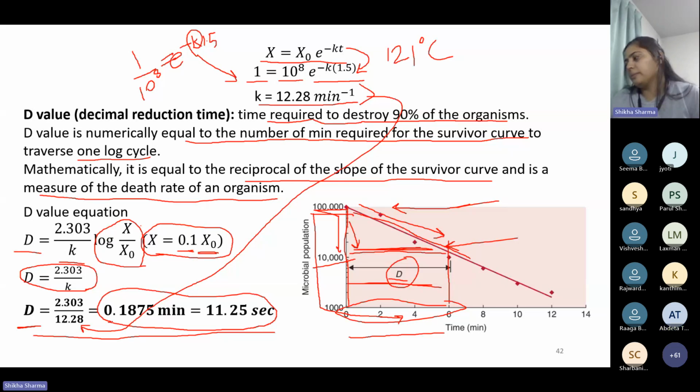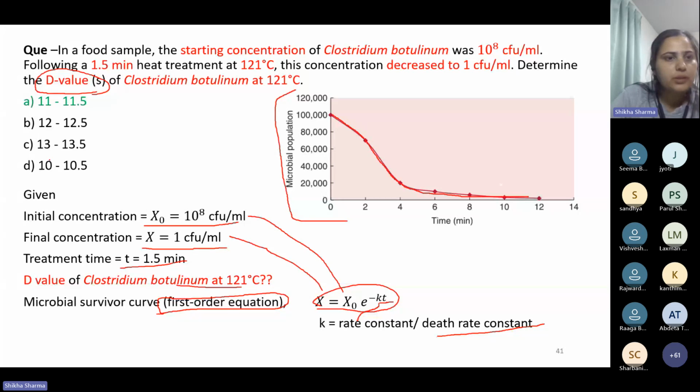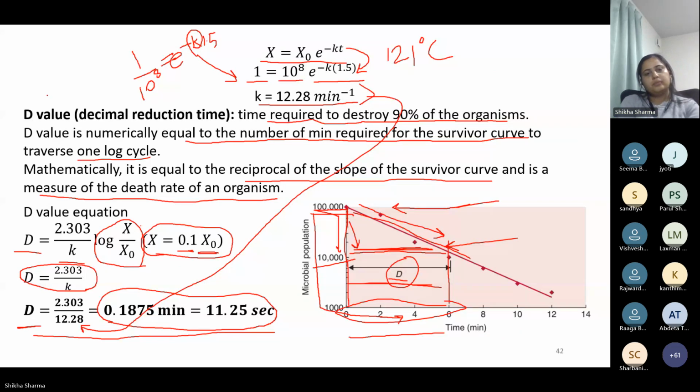Are you solving with me? Are you getting the same answer? So option A is correct. Is the solution clear? Yes, ma'am. Okay, so can we move to the next one if the solution is clear? We can move, ma'am. Yes, ma'am.